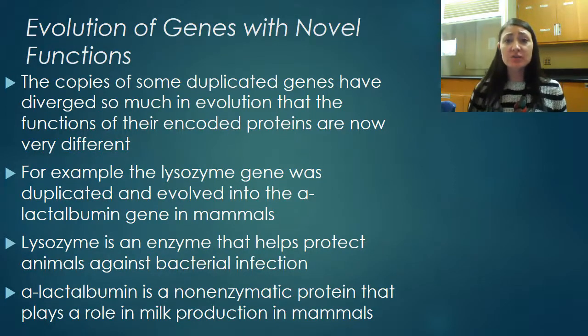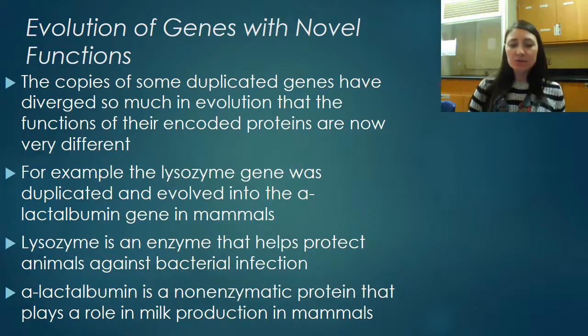So how do we get these new genes with novel new functions? We know that the copies of some duplicated genes have diverged so much in evolution that the function of the proteins they code for is now very different than what it was originally. An example of this would be the lysozyme gene that was duplicated, and one copy of that lysozyme gene evolved into the alpha-lactalbumin gene in mammals.